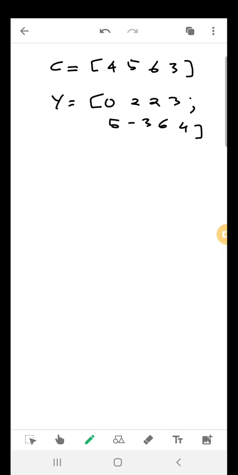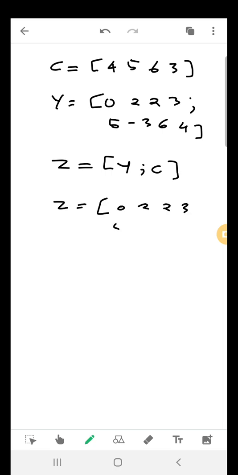And if we say another matrix Z is equal to Y semicolon C, it will add an extra row. Since we have seen that the semicolon is used to indicate an extra row in the matrix, if we are writing the whole matrix in a single line, Z is actually equal to, first the Y matrix, 0, 2, 2, 3, then 5, minus 3, 6, 4, and the extra row added would be 4, 5, 6, 3. So this will be the output.